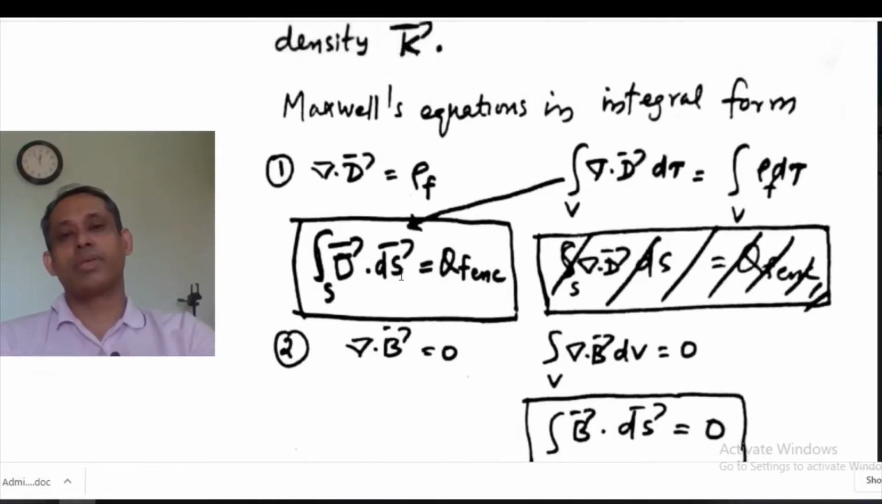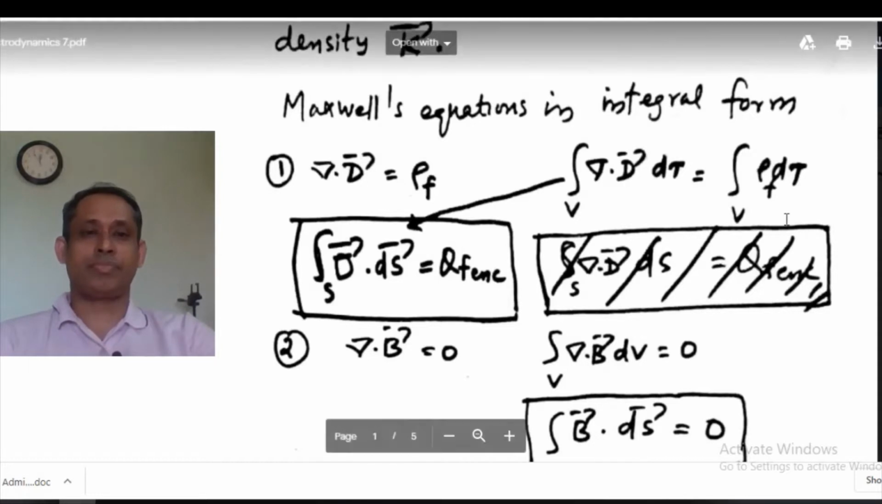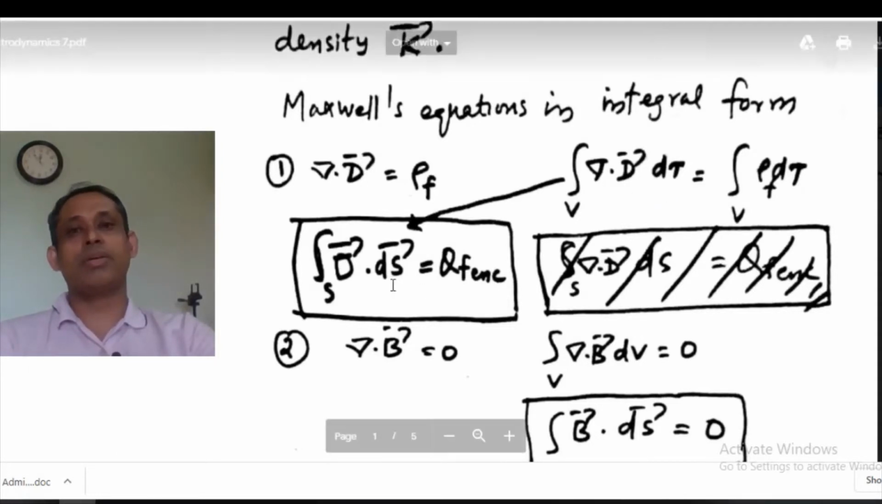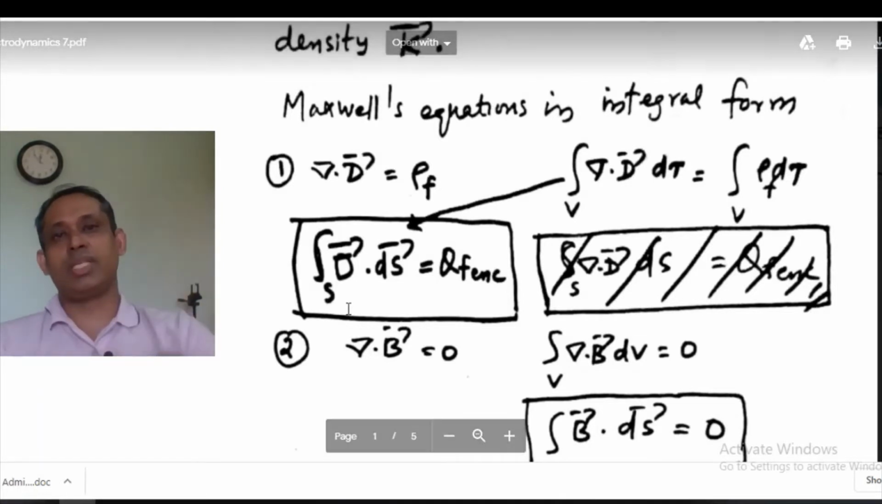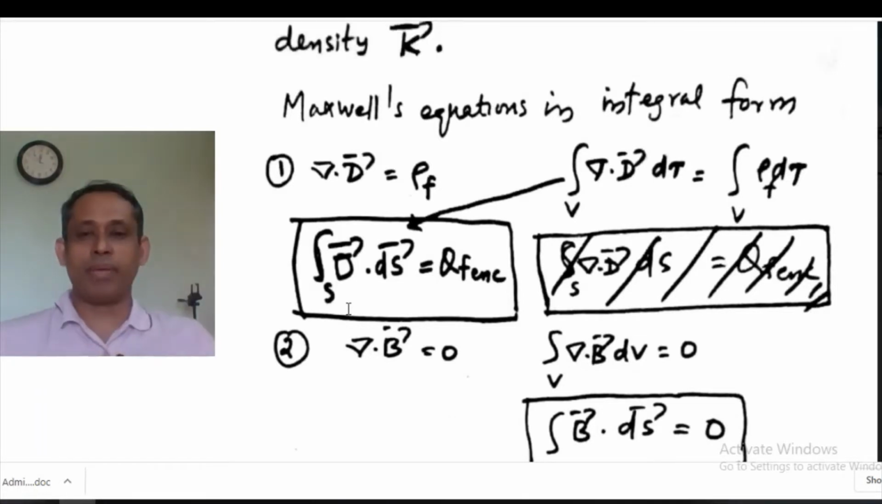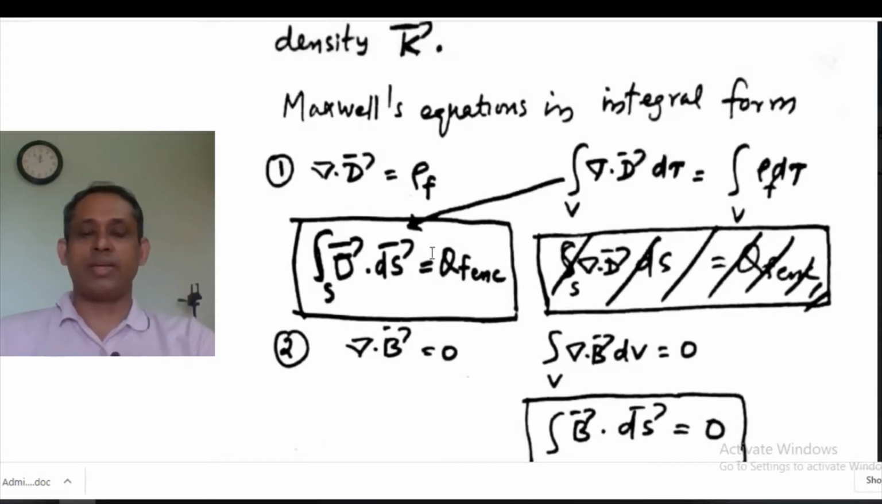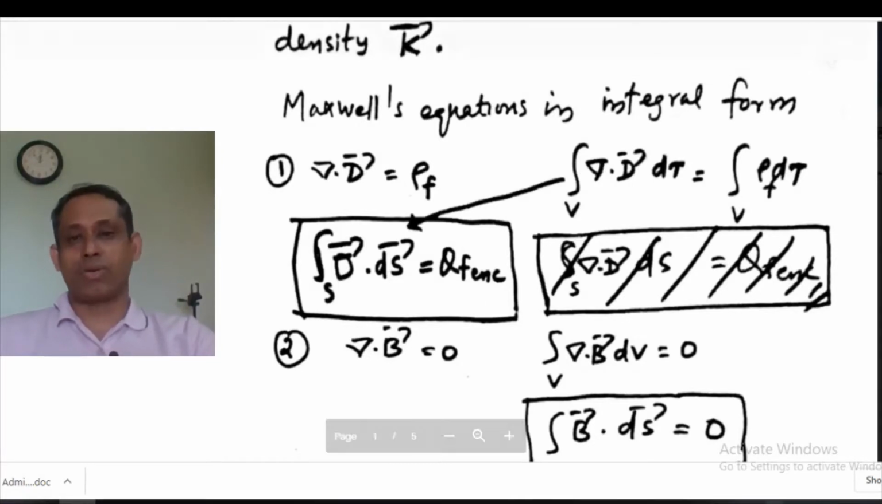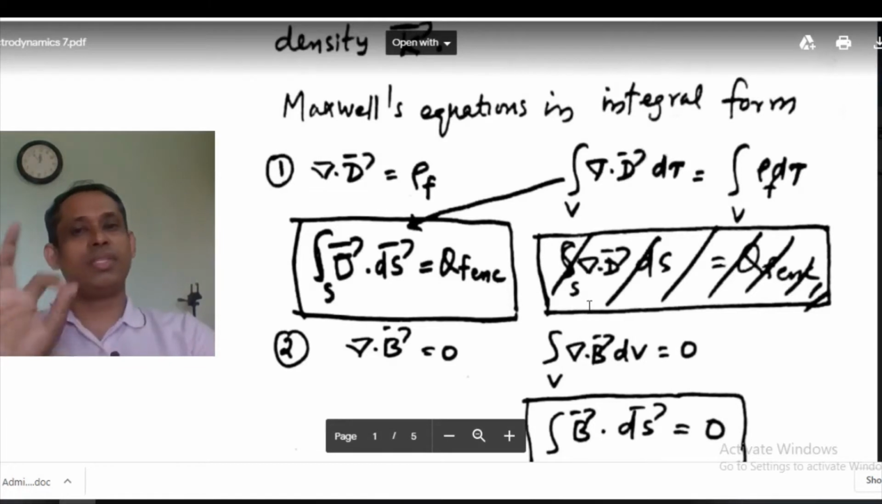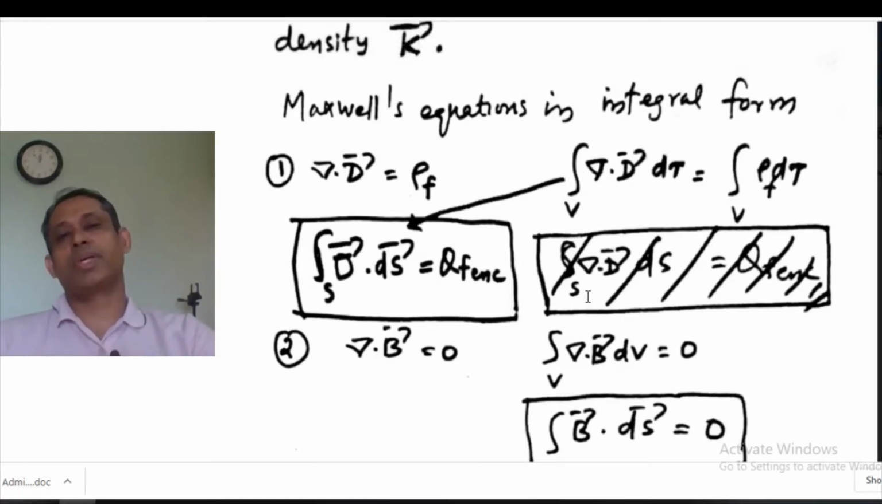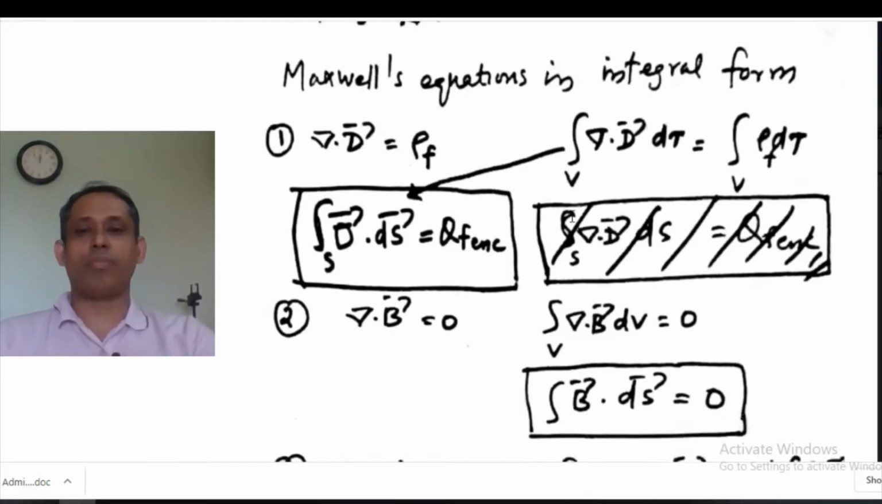So the integral over volume of del dot D d tau, that we convert into a surface integral, a surface bounding this volume, that is integral surface D dot ds. Del dot D now becomes D dot ds, and on the right hand side we have the charge enclosed. So this is the first equation converted into integral form.